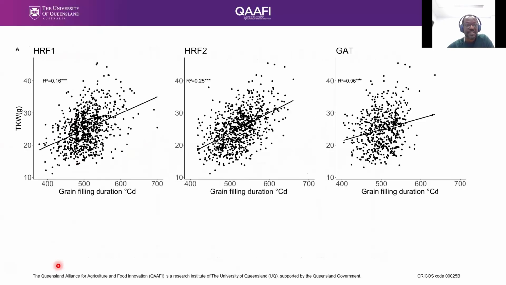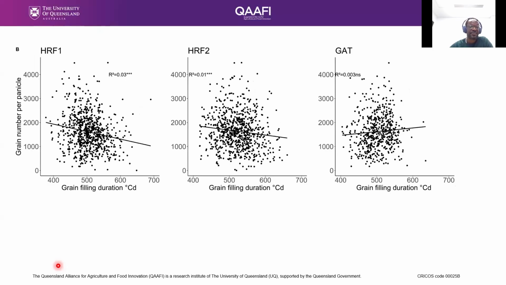We also looked at the correlations and the association between grain filling duration and other yield components like the 1,000 kernel weight, that is a surrogate for grain size. And we saw that there is a positive contribution of grain filling duration to 1,000 kernel weight. We also looked at grain number per panicle. We found there was a negative significant correlation between grain filling duration and grain number. In some cases, no significant differences, but it was very, very small, meaning we could improve grain filling without penalty to the grain numbers.